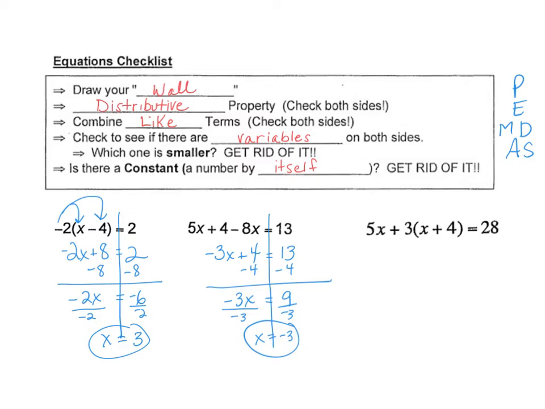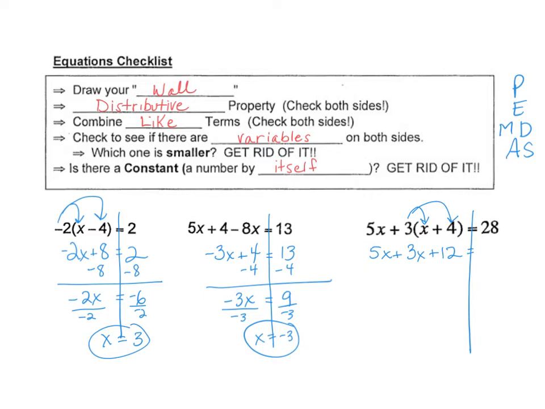So the last problem here that I have, I'm going to go through my checklist one more time. I'm going to draw my wall. I'm going to look for the distributive property first, and yes, I do have the distributive property to take care of. I'm going to take this 3 and distribute it, so 3 times x, and then 3 times +4. And I have to remember that I'm going to bring everything else down that I did not use.